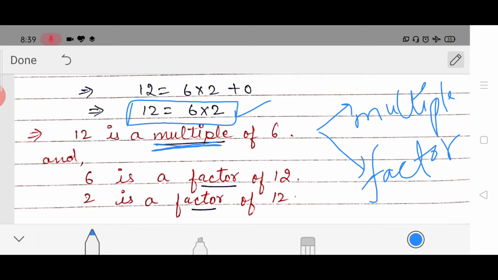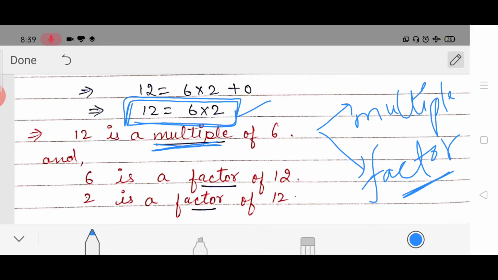Now the second part is factor. From this equation again, 12 is equal to 6 into 2. That means 6 is a factor of 12. Multiple means that 12 comes in the table of 6, that is, if we multiply 6 by any number, we can get 12. And 6 is a factor of 12 means if we split 12 into two terms, we will get 6. So these are the basic differences.